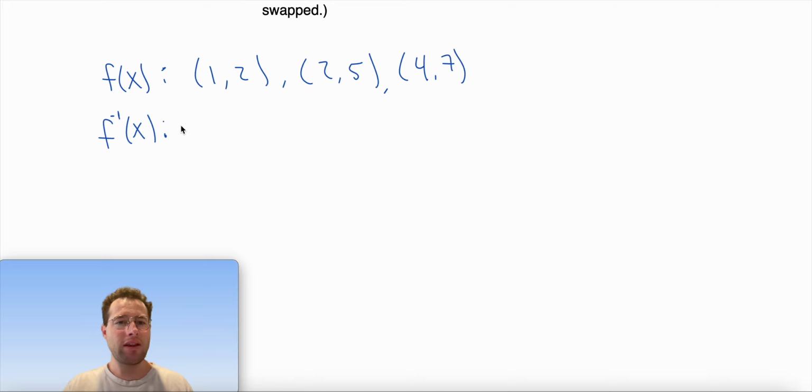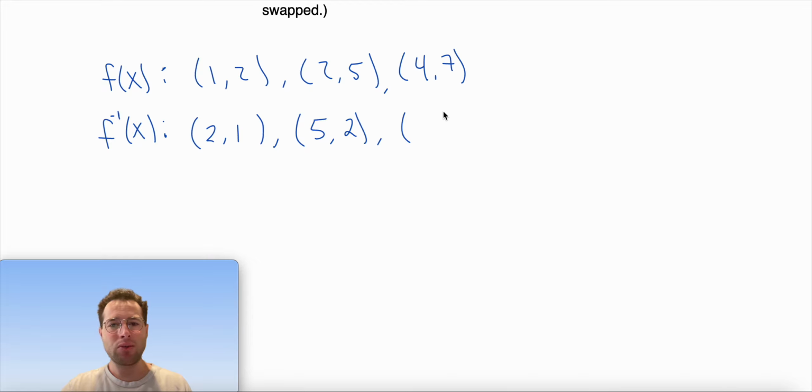In order to find this, we're just going to want to swap the x and y values. Looking at the first one, instead of (1, 2), we're going to have (2, 1). For the next one, instead of (2, 5), we swap and get (5, 2). And for this one, we swap and get (7, 4). That's going to be the inverse function of f of x in this example.